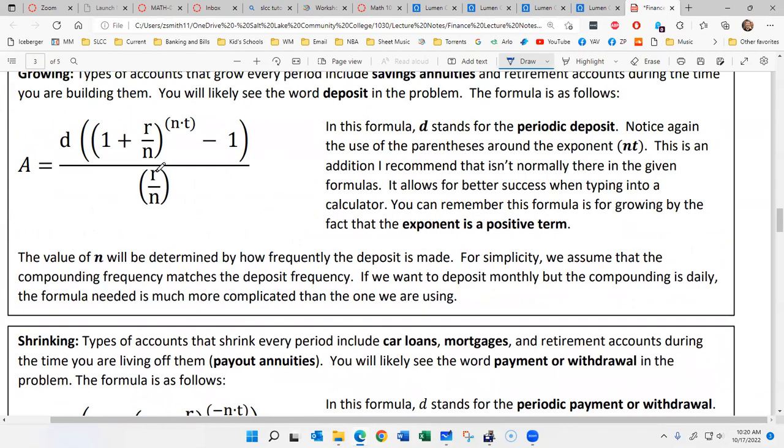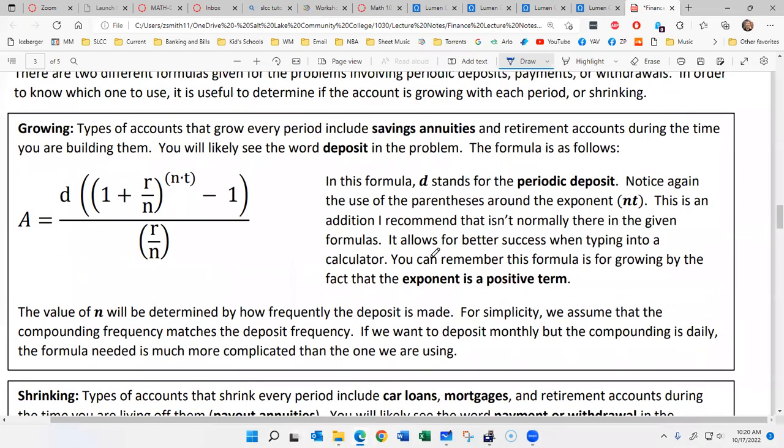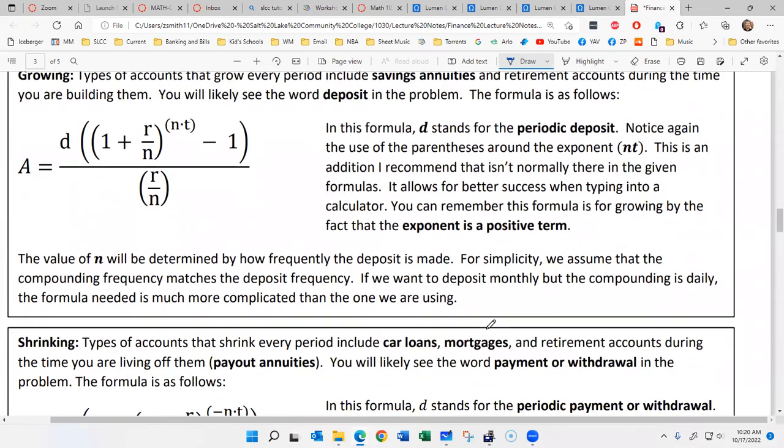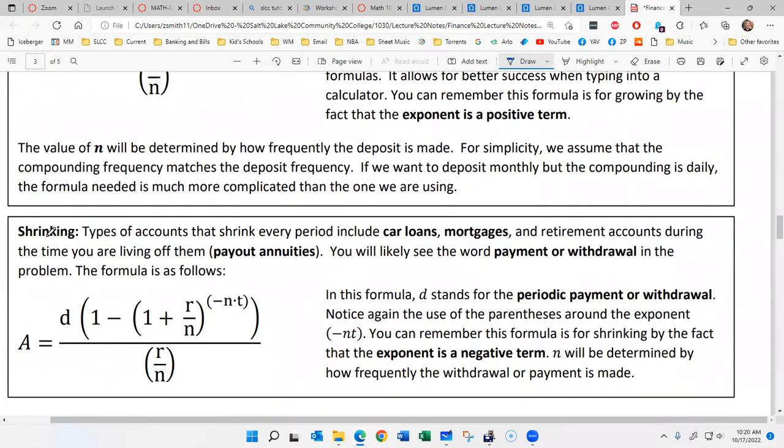Now the value of N is determined by how frequently the deposit is made. So if they say you deposit $50 each month, you're going to use N equals 12. For simplicity, we assume that the compounding frequency matches the deposit frequency. So if we wanted to deposit monthly, but the compounding was daily, the formula would be much more complicated than this. So we make an assumption that the compounding matches how often we deposit. In this class, not necessarily in the world.